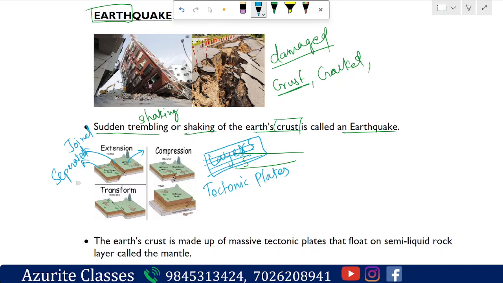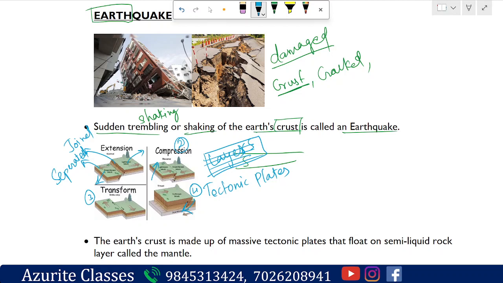So this one is getting separated, this is coming down. In the second one, this is going up, moving up. The third one is transformation, moving sideways. And the fourth one is thrust, where one plate gets below the other and is crushed below it. That is why earthquake happens.